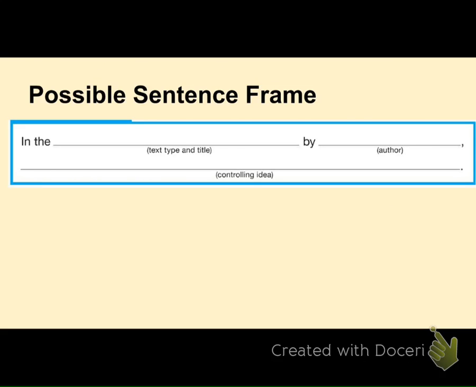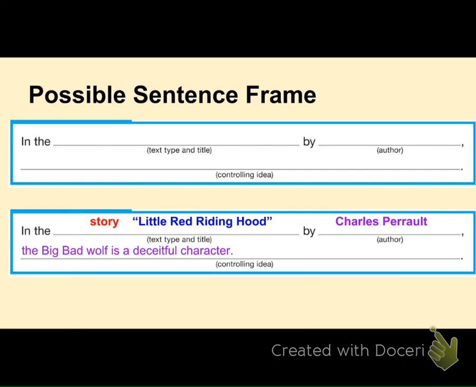One way you can make sure that you have all 4 components in your introduction is to use a sentence frame. And here's an example from our text. It says, in the blank, which is the text type and title, by blank, where you insert the author, and then it leaves another longer blank for your controlling idea. Let's do an example together. So I'm going to use the story Little Red Riding Hood. So I'm going to write, in the story, Little Red Riding Hood by Charles Perrault, the big bad wolf is a deceitful character. So let's go back and see if I have all 4 parts.